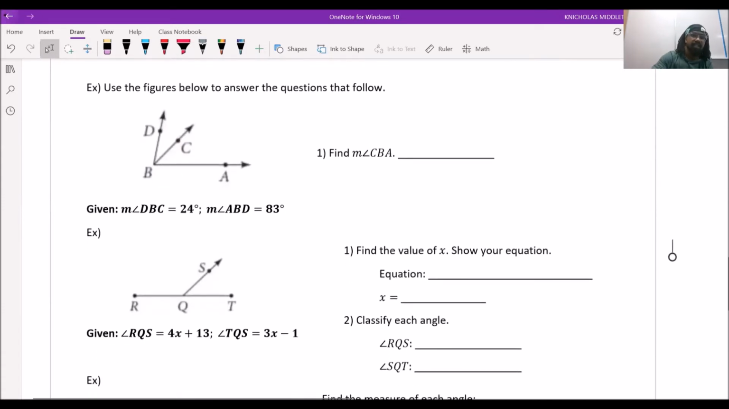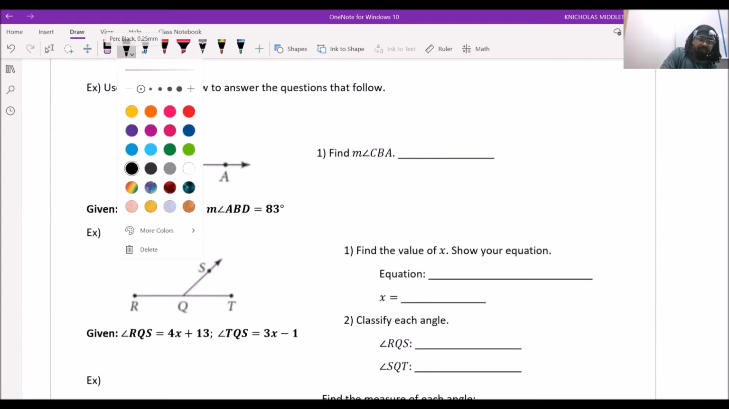So here we go. Let's look at some examples. Use the figures below to answer the questions that follow. Find the measure of angle CBA. Again, don't just look at the diagram; see what other information is there. The given information is that DBC is 24, and ABD, the whole thing, is 83. Now it's asking us to find CBA.